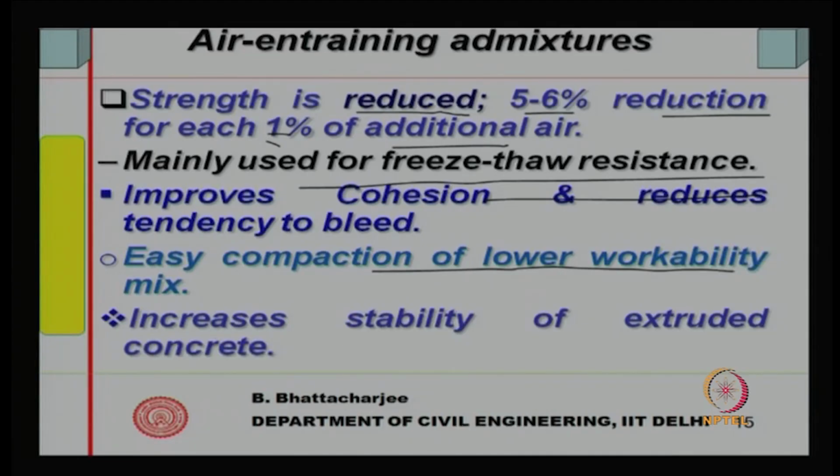It also improves the stability of any kind of extruded concrete, or any concrete placed through compressed air, pneumatically placed concrete. So, it actually improves stability of such concrete.